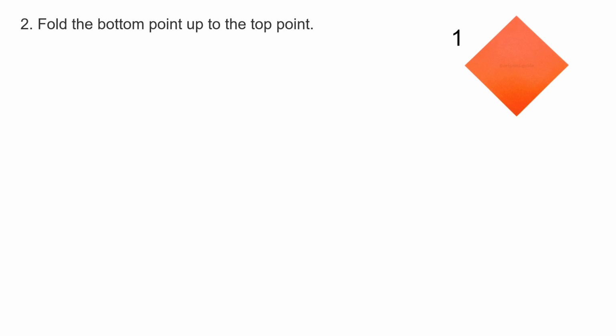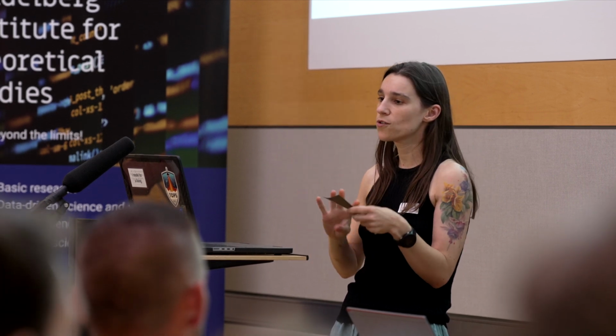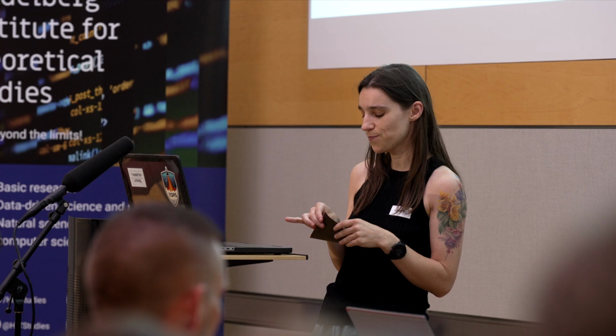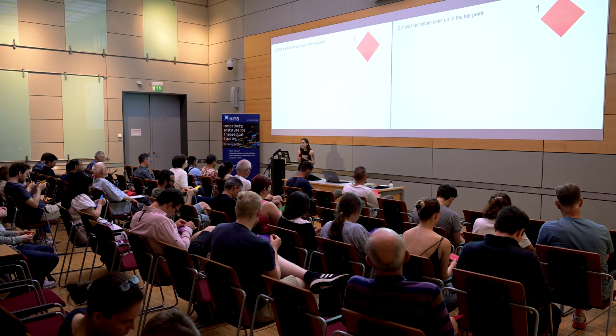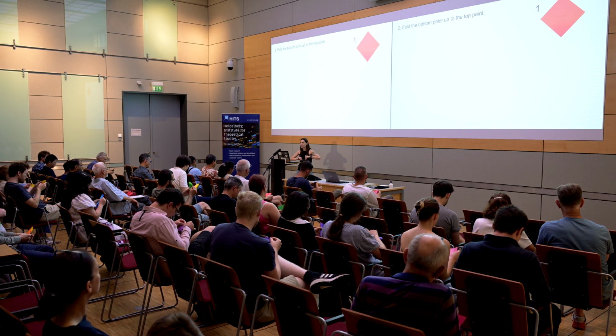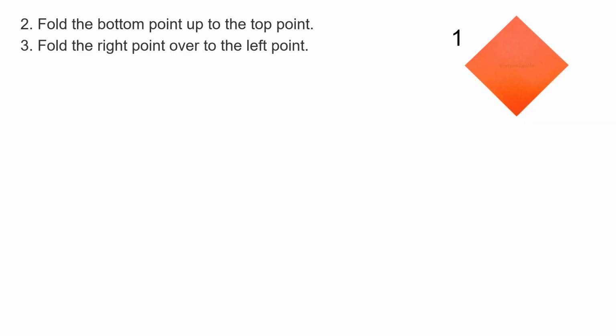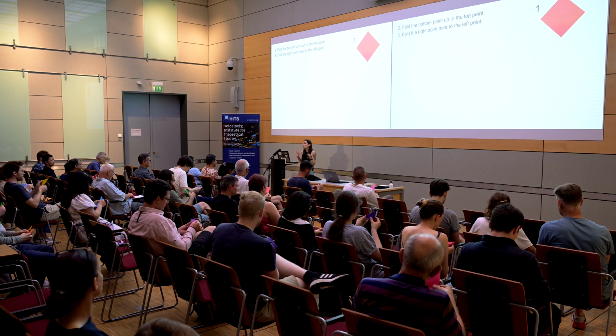Now let's start folding. So first thing we're going to do is fold the bottom point up to the top point. So you're holding your paper like this, and you can fold the bottom point up to the top point. And I'm going to go kind of fast here because I want to see how good you are at solving this origami. Now we're going to fold the right point over to the left point. And if you're unsure what to do, just do what feels right. If my instructions are not clear enough, just do what you think you should do.